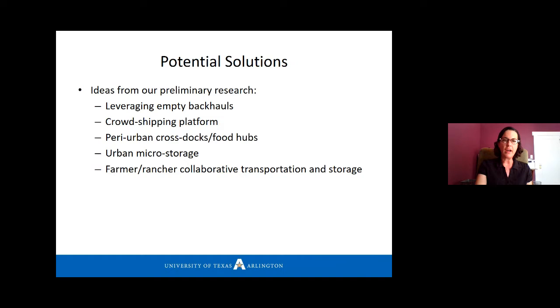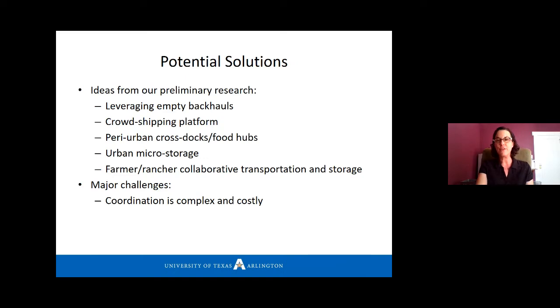And then more broadly looking at farmer and rancher collaborative transportation and storage. So having farmers and ranchers work with one another to share a vehicle, to share trips, perhaps to share some storage. Some farmers and ranchers are doing that right now, but it's not necessarily easy. So why not? Well, some of the major challenges, among others, is that coordination is complex and costly. All of these ideas that I mentioned above are not easy to implement and not easy to control. And that's something that we're trying to figure out: how could we do that in a cost-effective way?